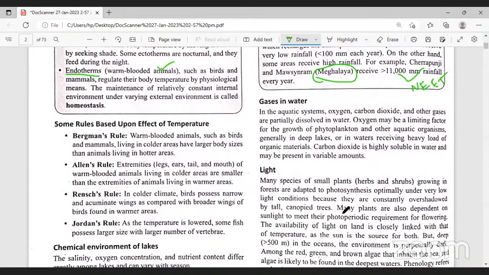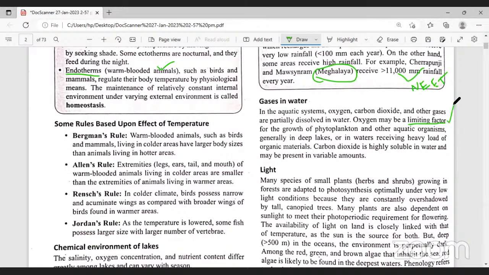Gases in water. What are the gases present in it? So in the aquatic system, oxygen, carbon dioxide, and other gases are partially dissolved in water. Oxygen may be a limiting factor for the growth of phytoplankton and other aquatic organisms. What is meant by limiting factor? You just imagine, this is very, very important. A limiting factor is nothing but the compound present in the least amount.